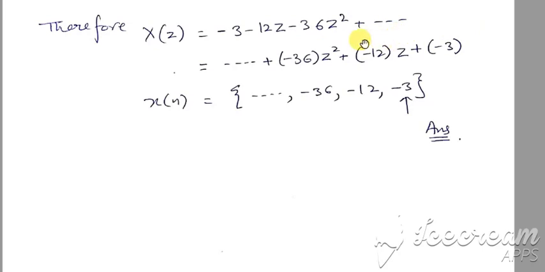Because this is a left-sided sequence, we can also write it like this: minus 3 plus minus 12 into z plus minus 36 into z squared, and so on up to minus infinity. Now we can see x(n) is equal to minus 3, minus 12 and minus 36.